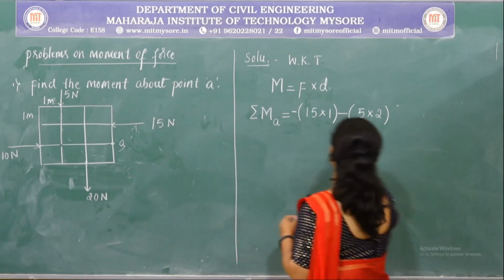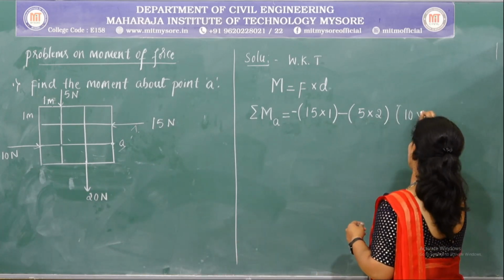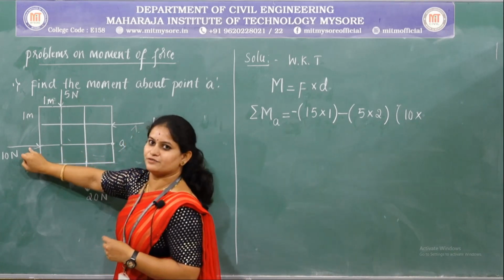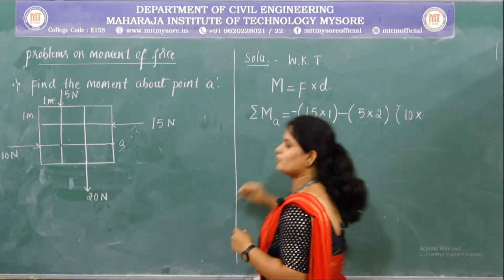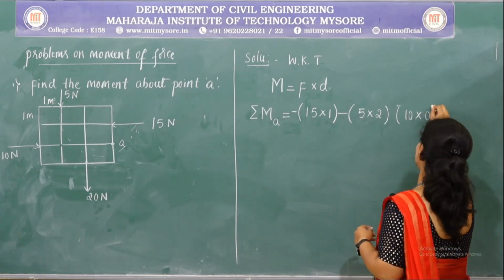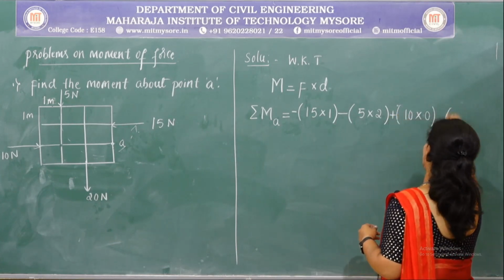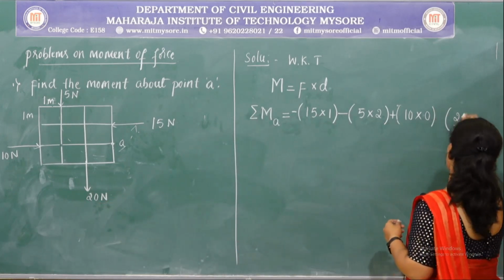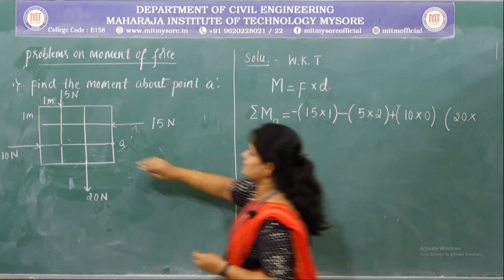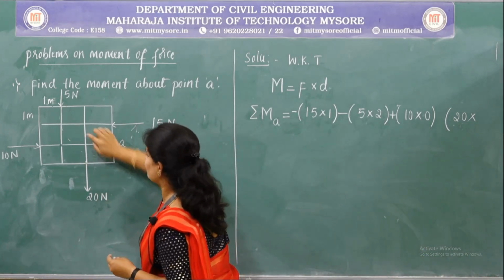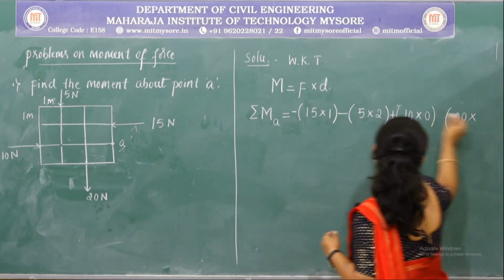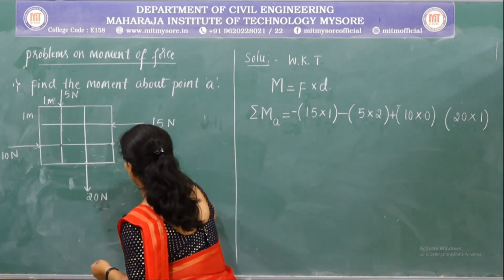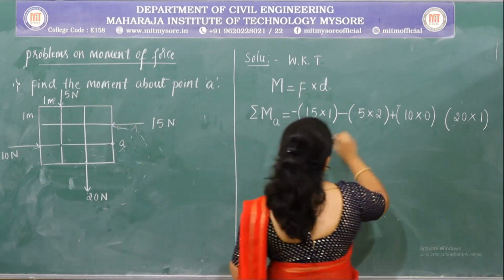Next force is 10 Newton force and the point and the line of action of the force are in the same line. So the moment produced by that force is directly 0. And the last force is 20 Newton force and the distance between the point and the force is 1 meter and the direction is anti-clockwise.